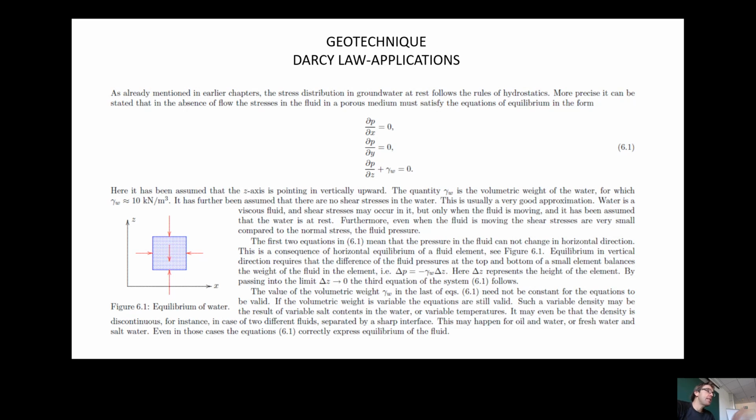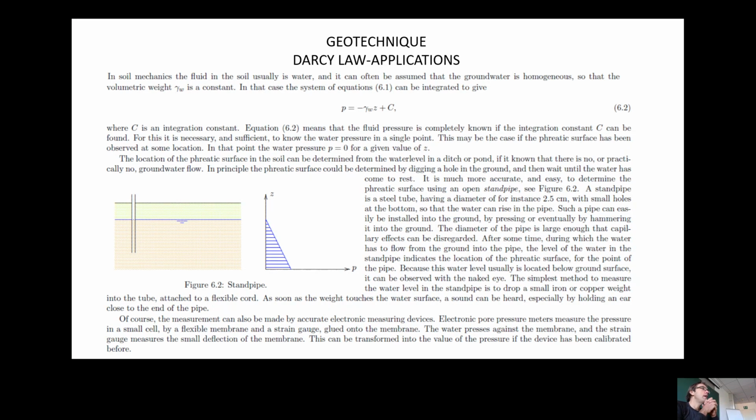So another important thing is that the volumetric weight, in general, we consider constant, but it's not. Sometimes we can consider its variability, for example, with the temperature or with the density. It is discontinuous, for instance, in case of two different fluids with a sharp interface. But in general, for our considerations, we can consider that the weight is continuous.